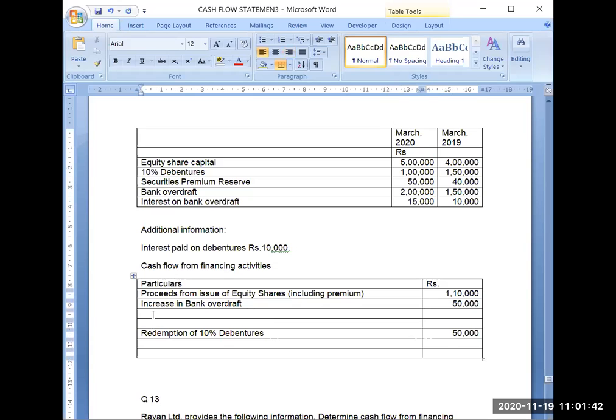So interest paid on bank overdraft, 15,000, and because these are outflows, these amounts will be written in brackets. All the outflows should always be written in brackets. This one and this one also.